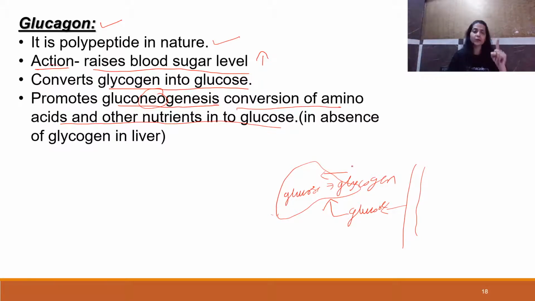For that, it first of all acts on the liver cells to convert glycogen into glucose, right? And this glucose is then released into the blood. It also promotes gluconeogenesis. Gluco meaning glucose, neo meaning new, genesis meaning formation. So formation of glucose from other sources. Now those other sources are amino acids and other nutrients, right? This happens usually when all your stock of glycogen is about to get over in the liver.